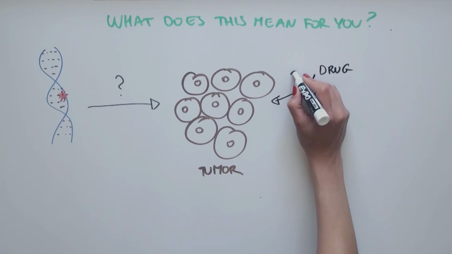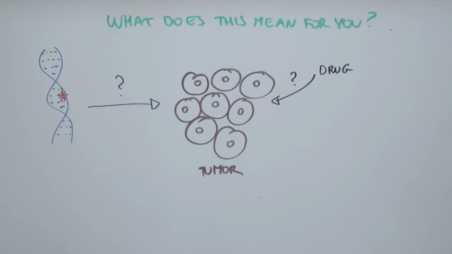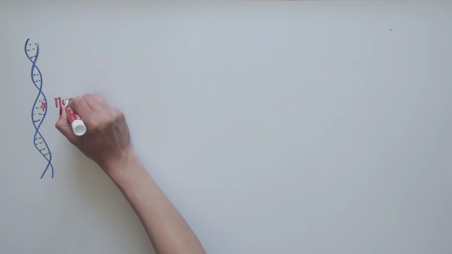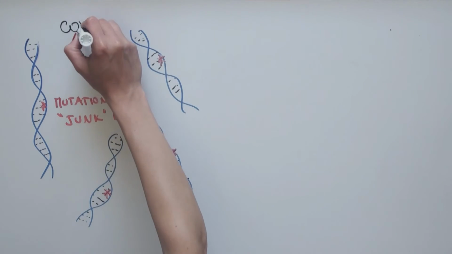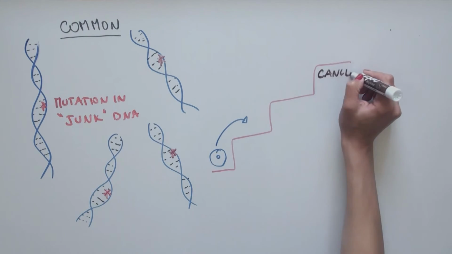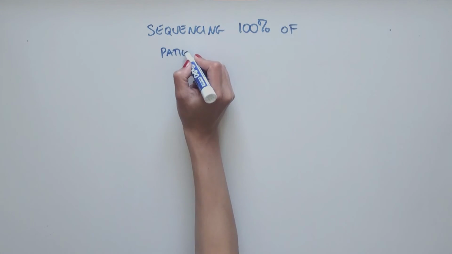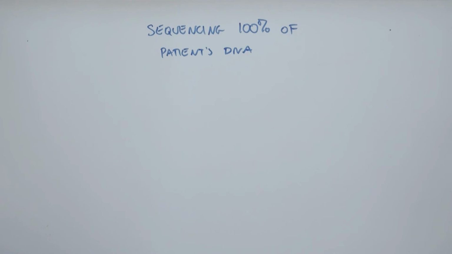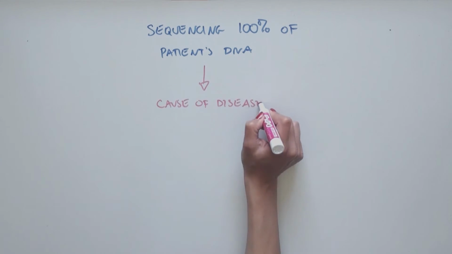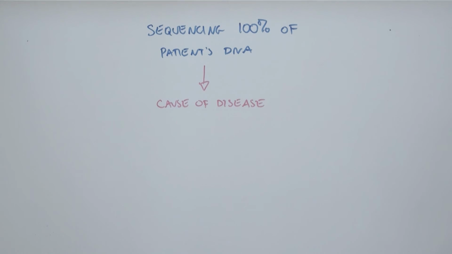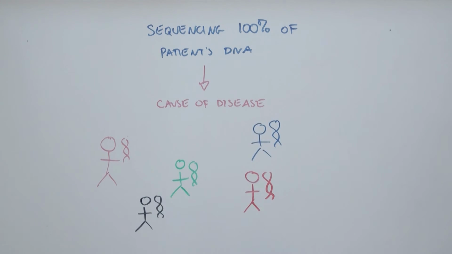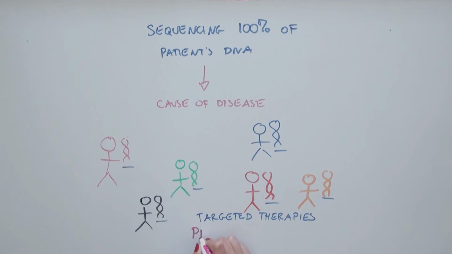It's surprising that mutations in what was seen as junk DNA can be so common and so important to driving cancer development. So as you can tell, sequencing 100% of patients' DNA in a cost-effective way has and will continue to provide clues as to the cause of many diseases, in this case melanoma. This will be very important as we develop targeted therapies for an individual patient based on his or her genetic makeup. This is where the future of medicine is heading, towards precision medicine.